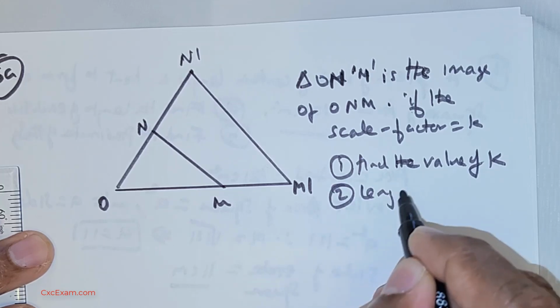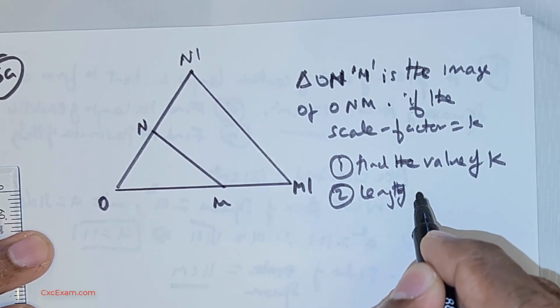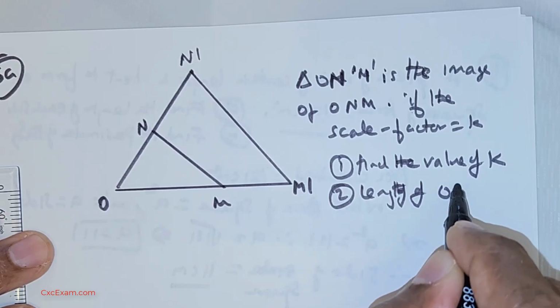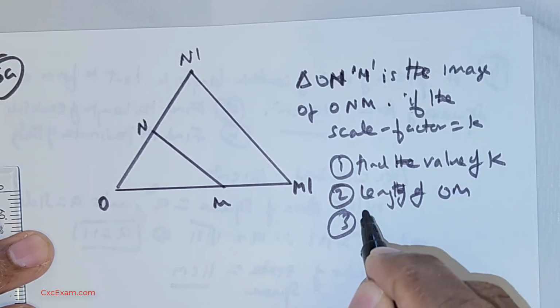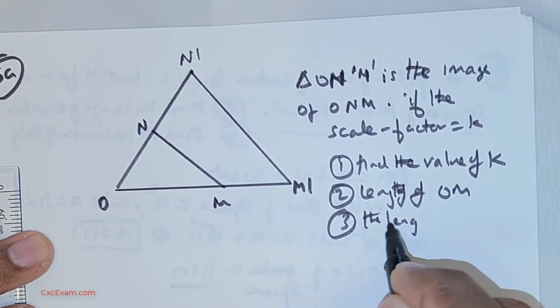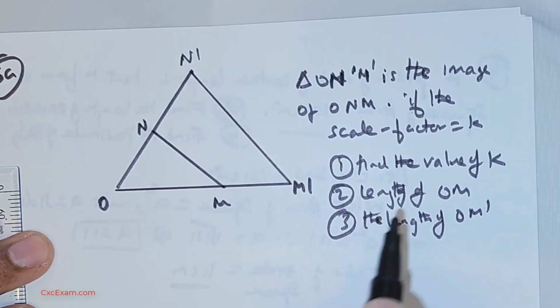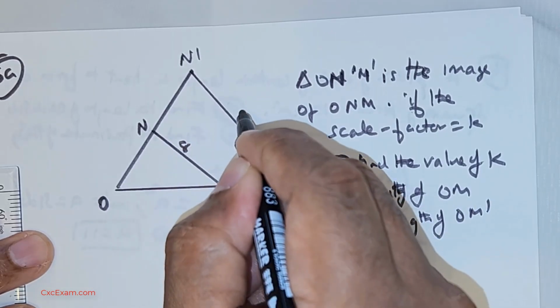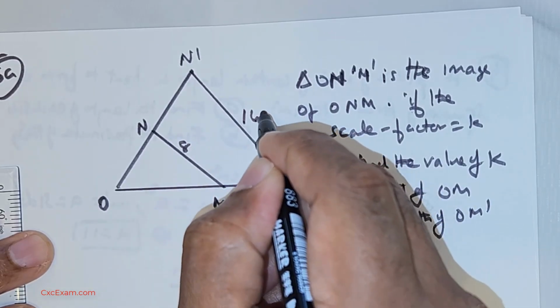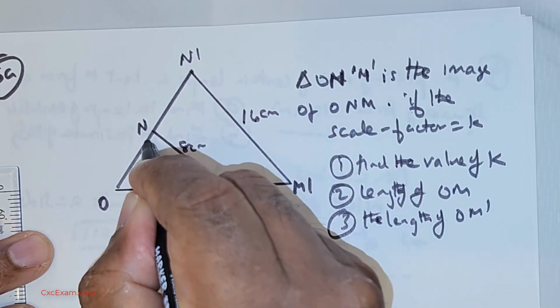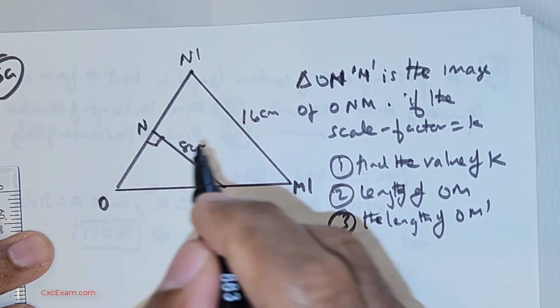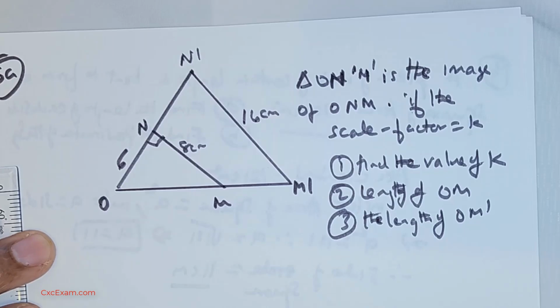Number 2, the length of OM, the length of OM dash. Now this is given as 8, this is given as 16, all in cm. This is 90 degrees. This is given as 6.